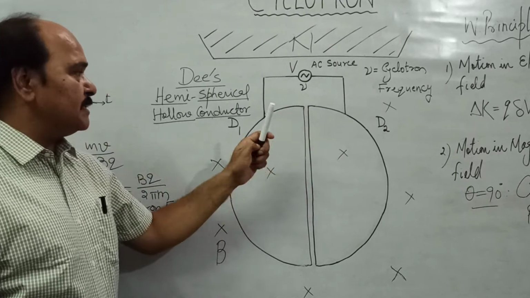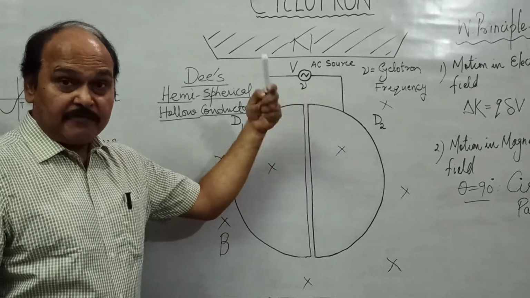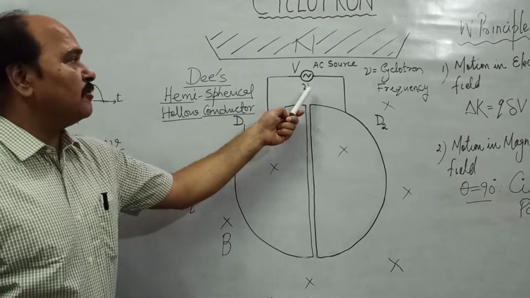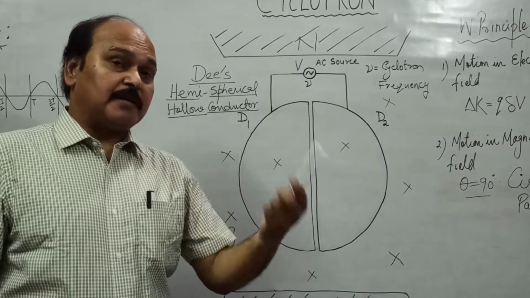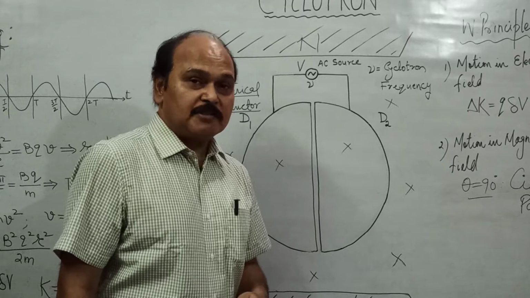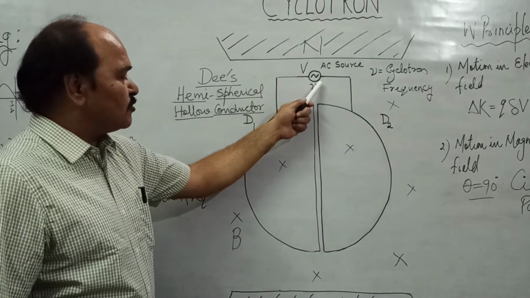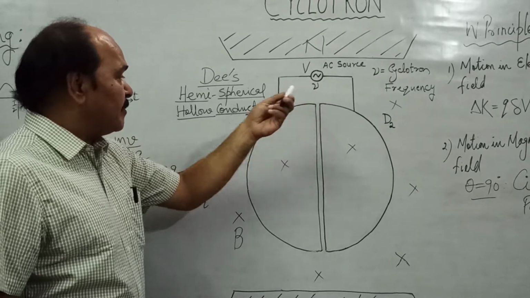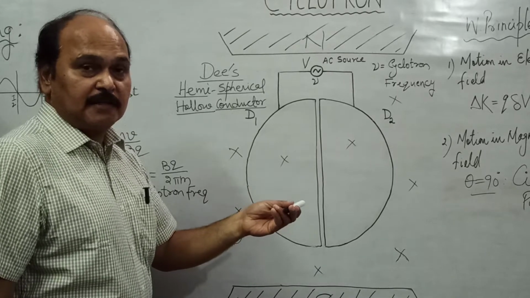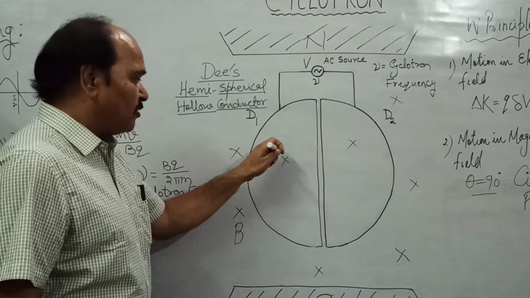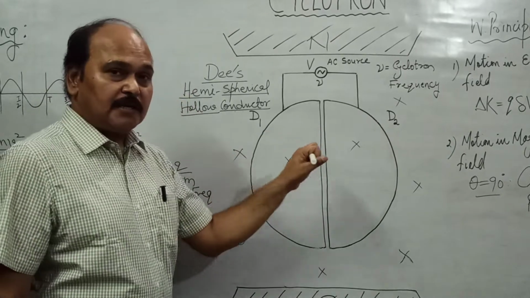Both these D's are connected to an alternating source with a predefined frequency nu, which is called the cyclotron frequency. This cyclotron frequency depends upon the nature of the charged particle which is to be accelerated. Beside this AC source, there is a magnetic field in the transverse direction. That is, it is either a cross or a dot. The magnetic field is either in this direction or in this direction.